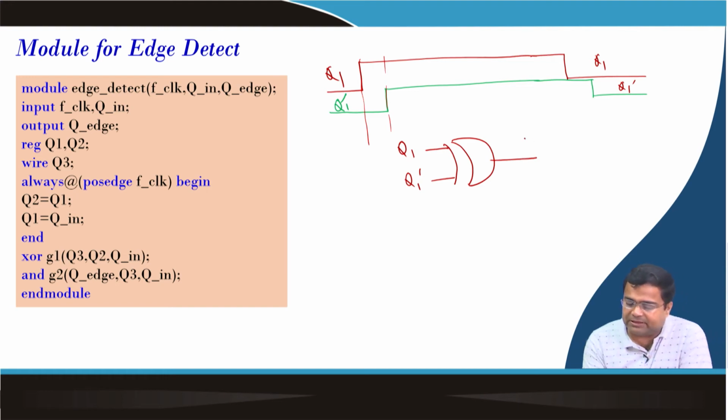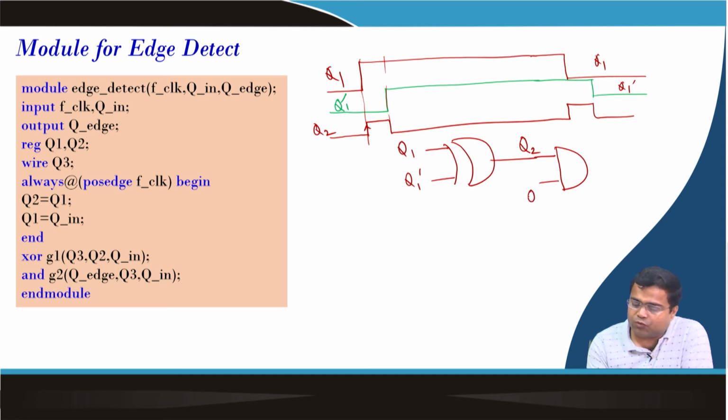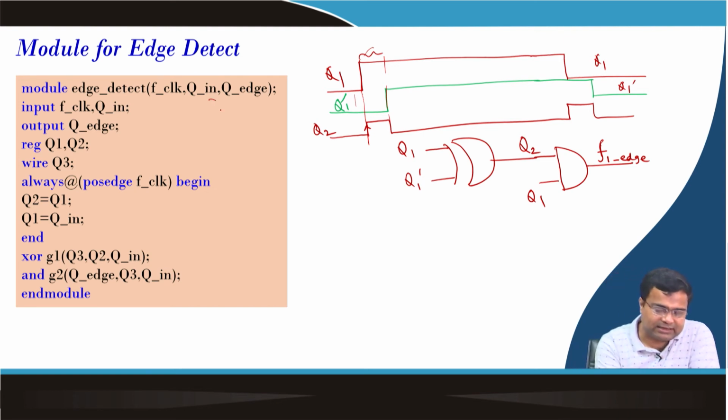then if this is your Q2, the Q2 will be high during this time. So depending upon how much delay you are giving, that width will depend. Now, we want to detect the positive edge. That is why after this you have to AND with Q1, because this time the Q1 is high. So it will detect, and this is actually my positive edge, I will say Q1 edge. So the edge of this Q1 signal can be detected by this logic, and this is exactly what we did.